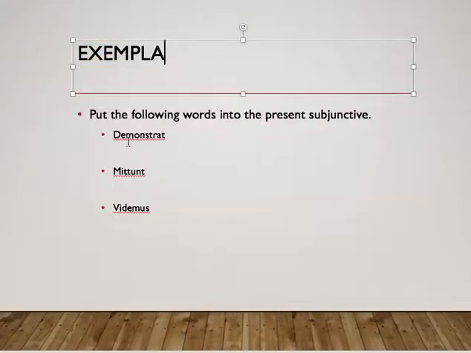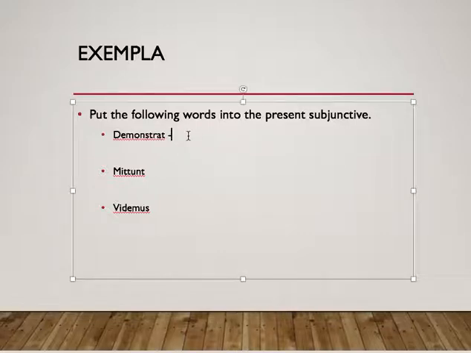Put the following words into the present subjunctive, keeping in mind the rule, the mnemonic device we just used. I'll pause the video and then I'll explain it to you. All right, I'm going to steal your retrieval practice unless you pause the video now. Here we go. Demonstrat becomes demonstret because demonstrat is from demonstro, demonstrare, first conjugation. So we go to we.